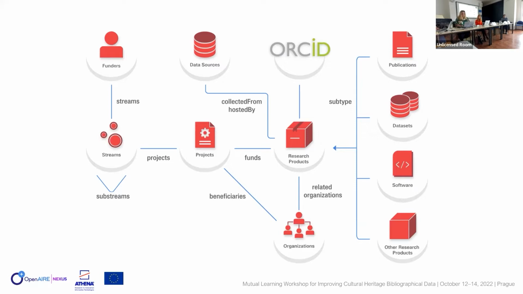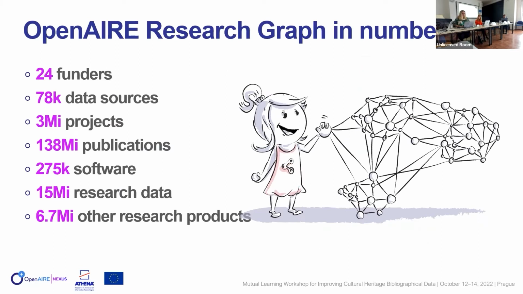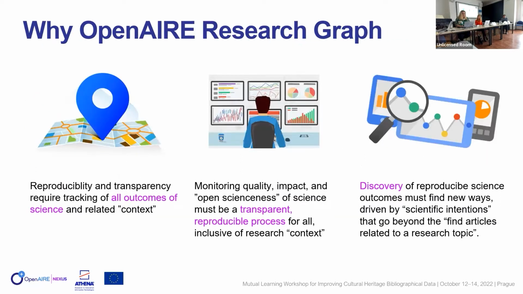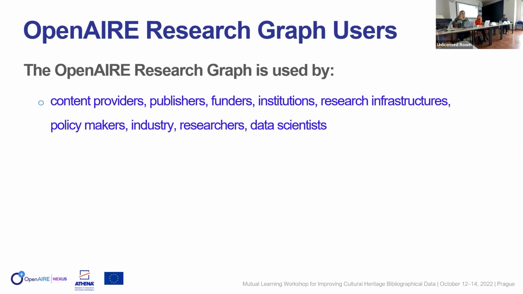schema of the entities. Okay, so at this point, we have 24 funders fully integrated, about 80,000 data sources, 3 million projects, 140 million publications, 300,000 software, 50 million research data, 7 million other research products, and we are working on growing even more. So our users span from content providers, publishers, funders, institutions, research infrastructure, policymakers, and so on. So we try to create features that satisfy all of their requirements somehow.